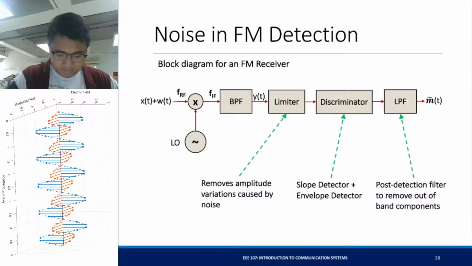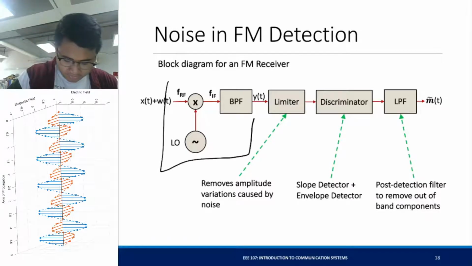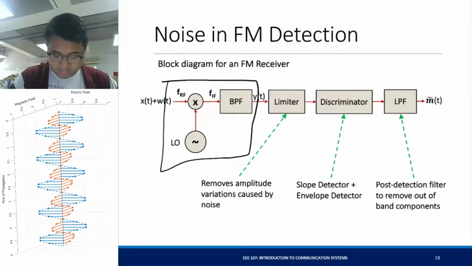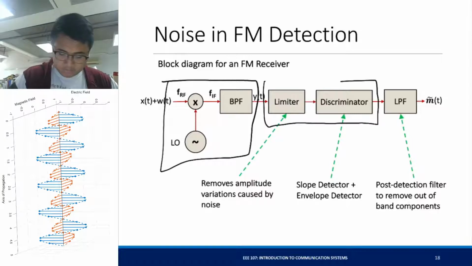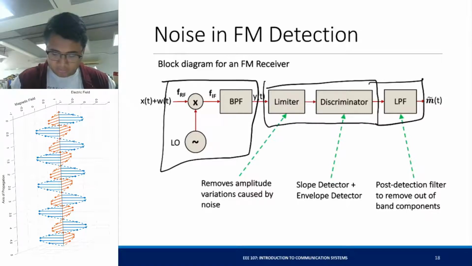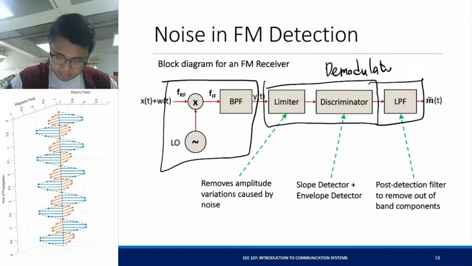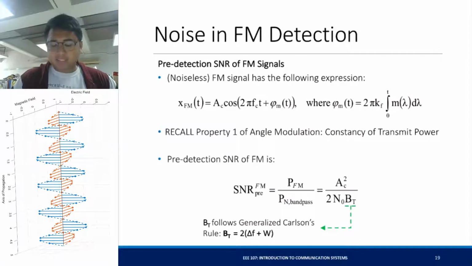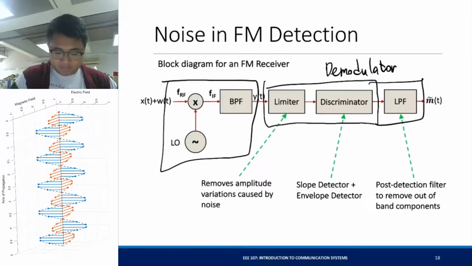This is the first part here, your down conversion, and the next part here would be, sorry, forgot to include this, your demodulator. So let's look at the pre-detection of FM signals, which is right here.